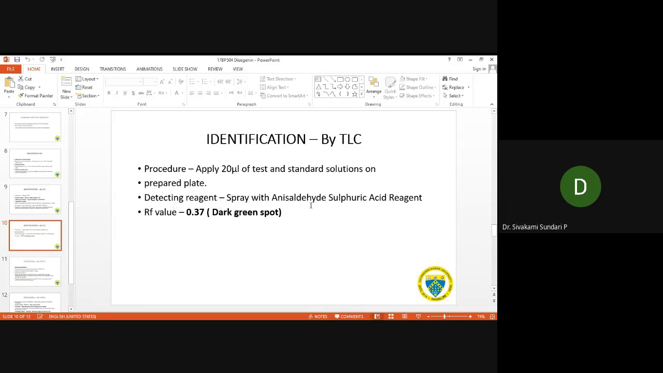So the detection will be identified by spraying anisaldehyde sulfuric acid reagent. We get an Rf value of 0.37 with a dark green spot.